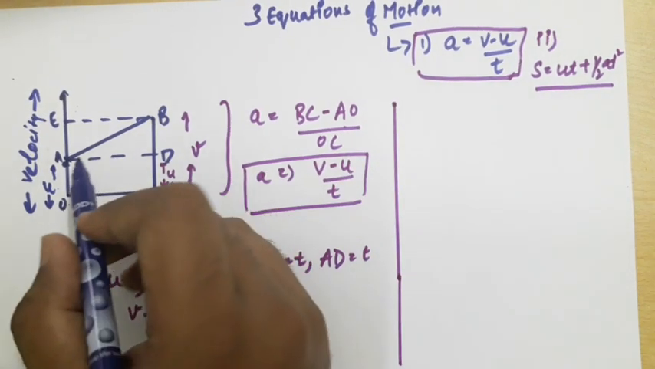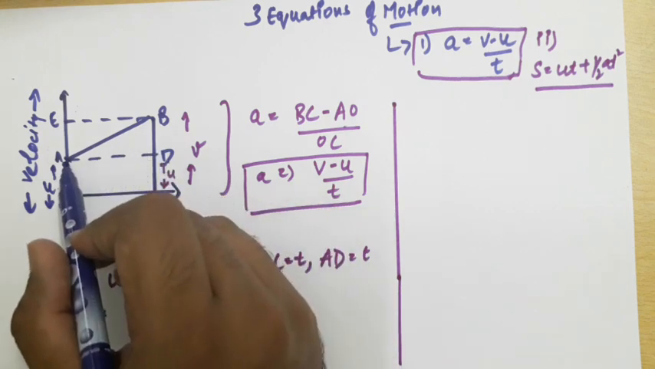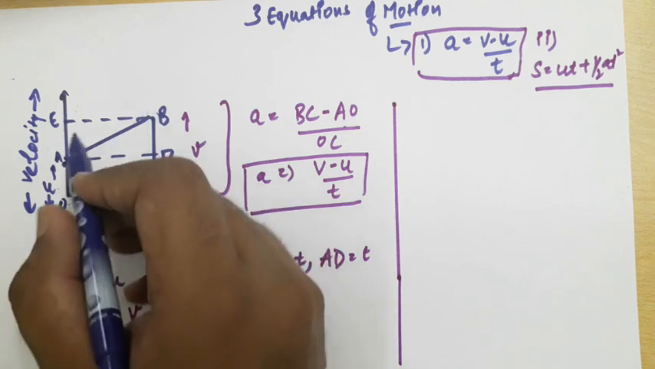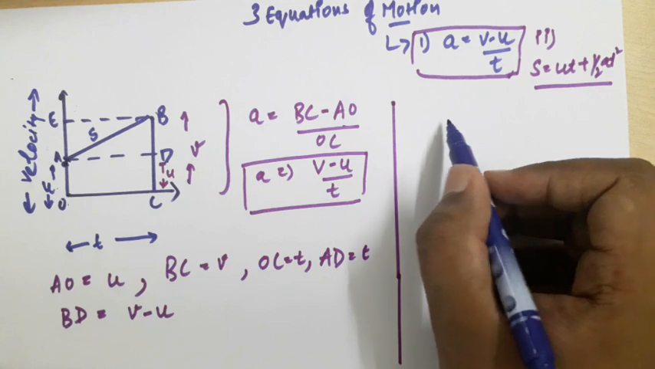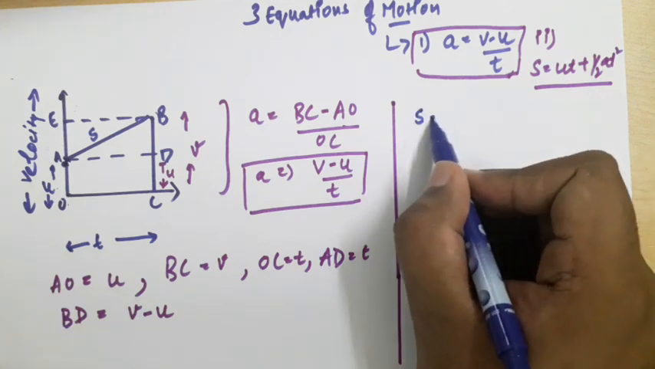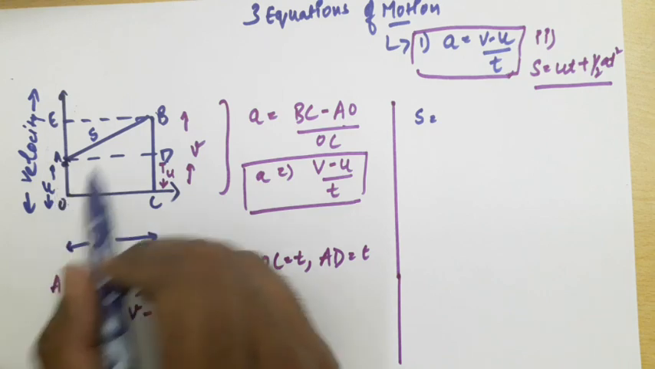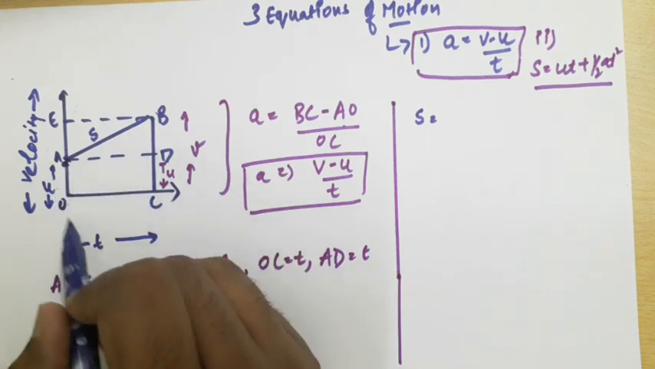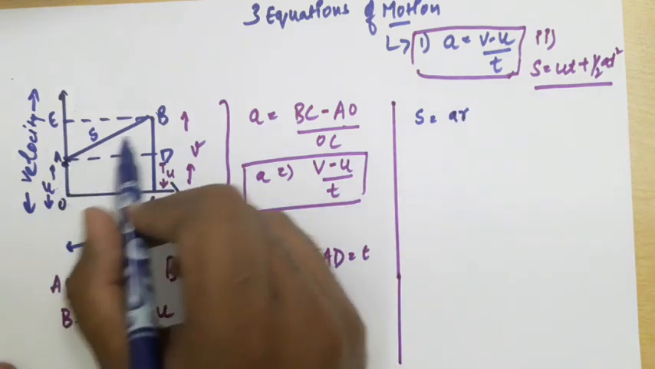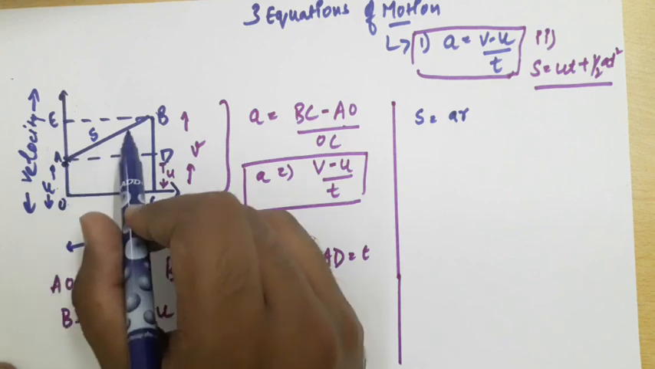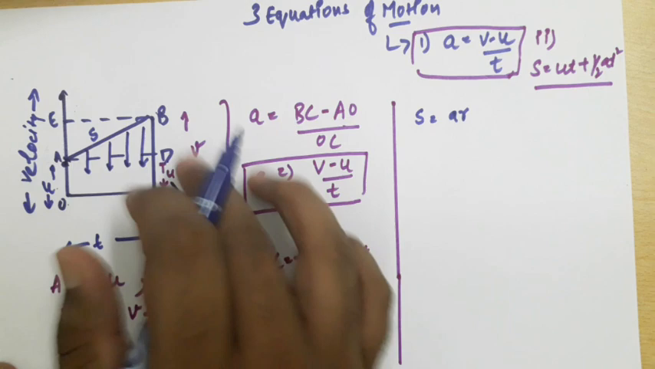So as we can see from this particular graph, what is S? As we know, a person is starting from this point and reaching this point. So S is displacement, and this is our displacement, right? If we have to calculate the displacement, observing this figure, I can see that there is a trapezium AOBC. So I'll take its area, because to calculate this displacement I have to take this particular area inside it.